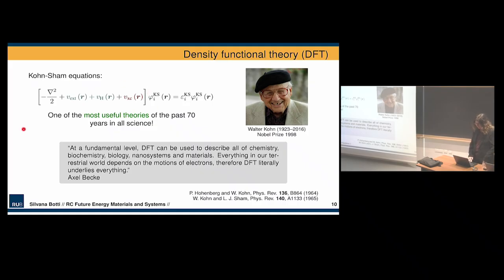So this is the equation that one has to solve. And it's a rather simple equation, so that's the power of the theory. Now, the main approximation is the choice of the exchange correlation functional. There are many different choices, and depending on what one wants to do, there are functionals that are better than others. This is, of course, the topic of another lecture.